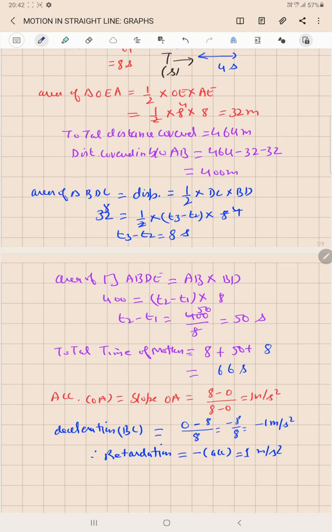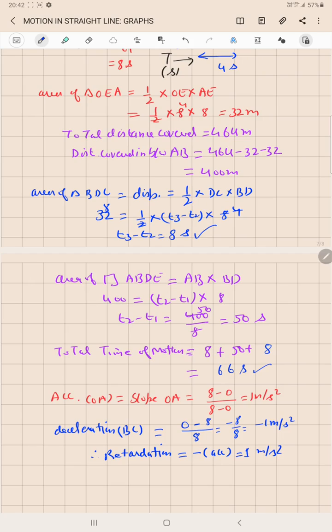There is a mistake over here. Time interval t3 minus t2 is not 4 seconds, but it is 8 seconds. So total time is the sum of the time of all the three portions, which is 66 seconds, and also the final acceleration or the negative acceleration is not 2 but it is 1 meter per second square.